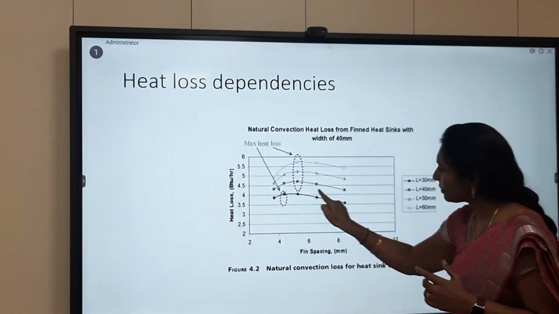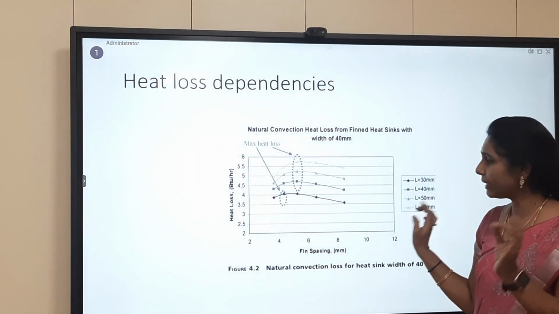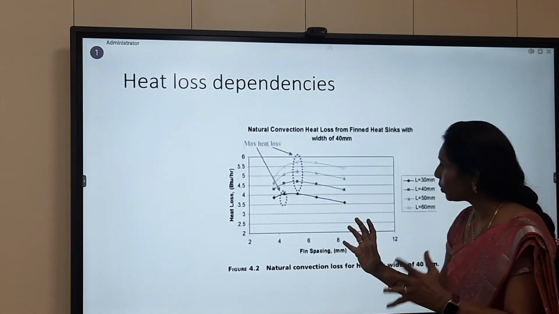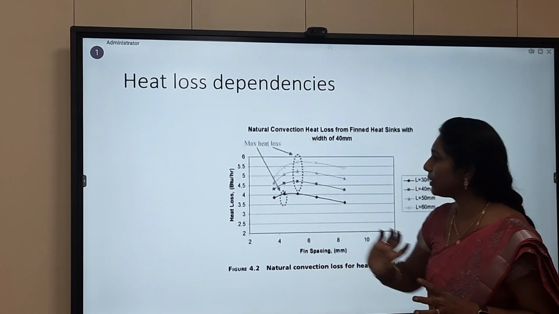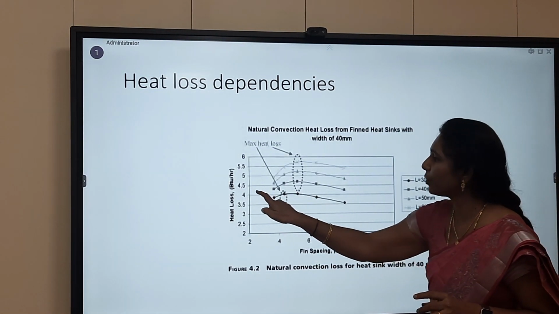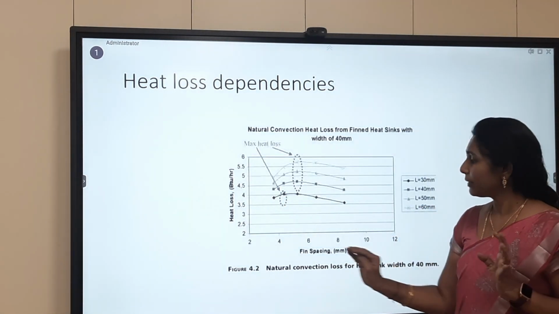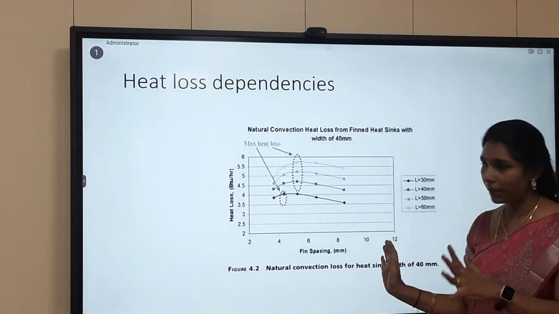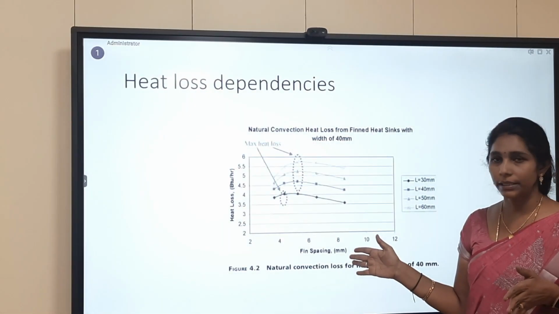Let me take this first graph. This first graph represents the length of the heat sink at 30 mm. So at 30 mm, what I notice is at 4 mm fin spacing, I have a BTU of 4. At 6 mm spacing, I have a BTU of 4.1. At 8 mm spacing, I have a BTU of 3.5. So as the spacing keeps on varying, the heat loss is also different. So that is what is understood here.